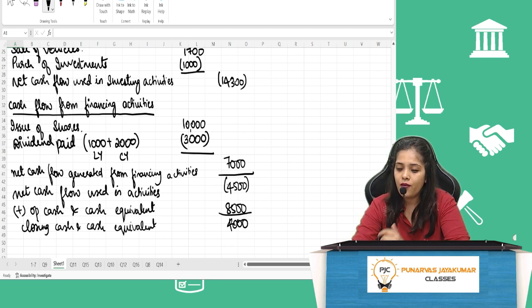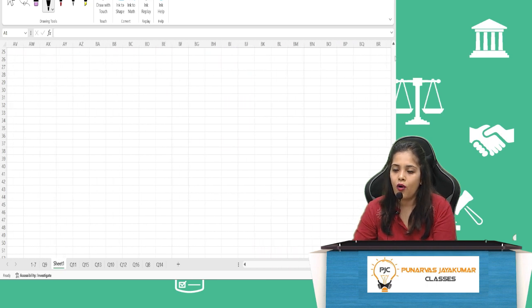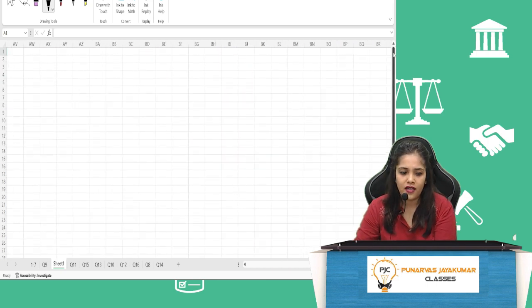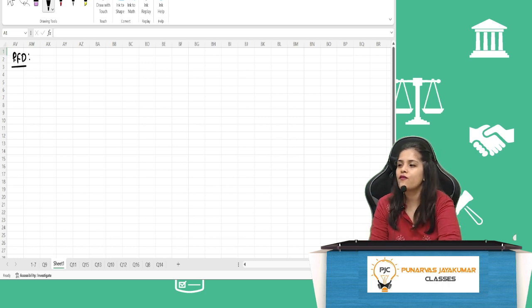Guys, very important. The provision for depreciation on 1st April X0 was 2 lakhs and on 31st March X1 is 3 lakh 20,000. Ab bahut important hai to understand the concept of provision for depreciation. First of all, what is this provision for depreciation? What account is this?